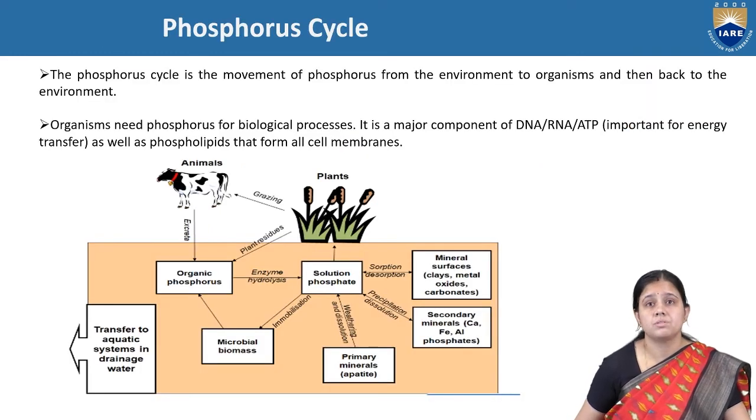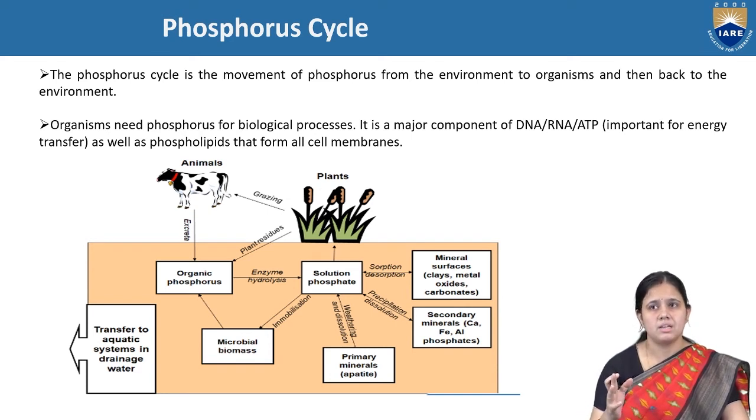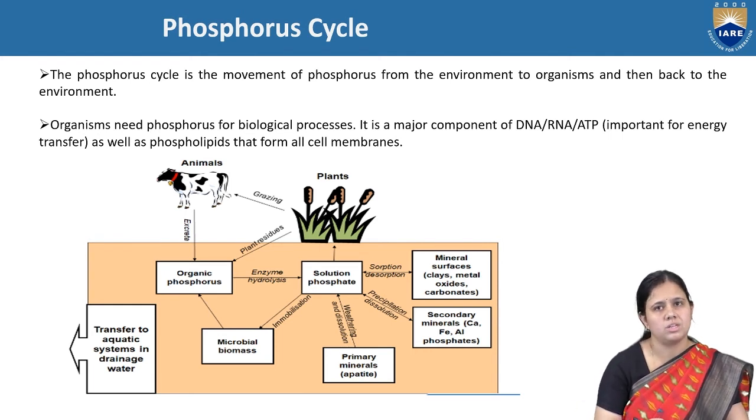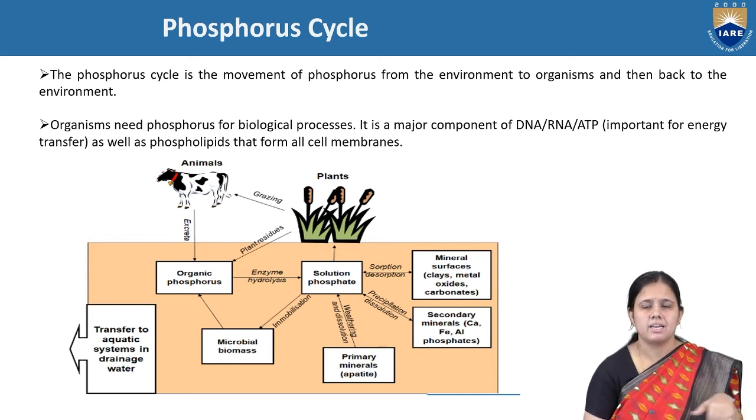Now comes the phosphorus cycle. Phosphorus is a sedimentary cycle, meaning phosphorus is available in the sediments. So the phosphorus cycle is the movement of phosphorus from the environment to the organism and then back to the environment. This is the main thing of the phosphorus cycle. Again, the cycling process is there.